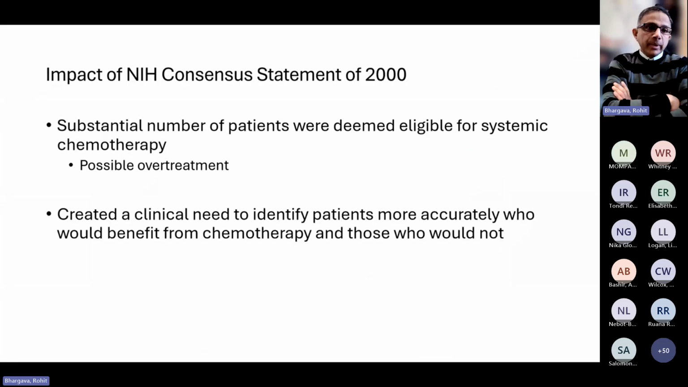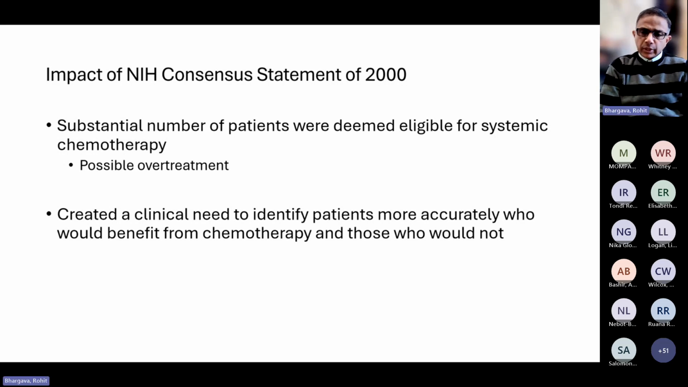So the impact of this consensus statement was that there was a substantial number of patients that were deemed eligible for systemic chemotherapy that possibly resulted in some overtreatment. And it also created a clinical need to identify patients more accurately who would benefit from chemotherapy from those who would not.